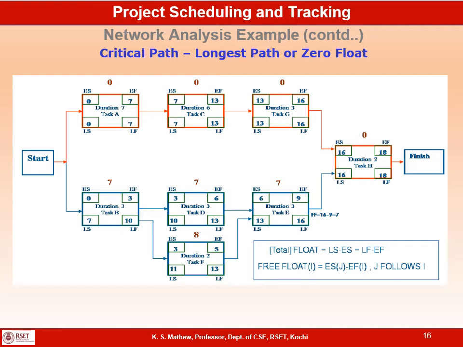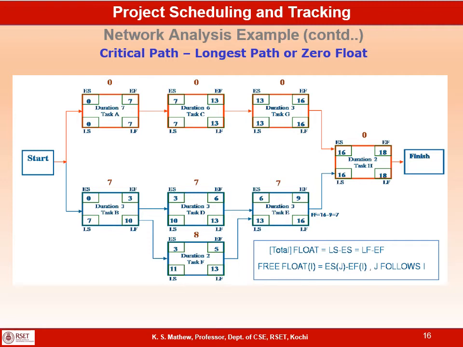Total float of B is 7. That means task B can be delayed up to 7 days. Even then, the project will not get slipped. Project end date will not get slipped. The project will still be completed on the 18th day. But free float is 0, that means even a 1 day slippage in task B will result in delay of the next task, but it will not affect the end date of the project.